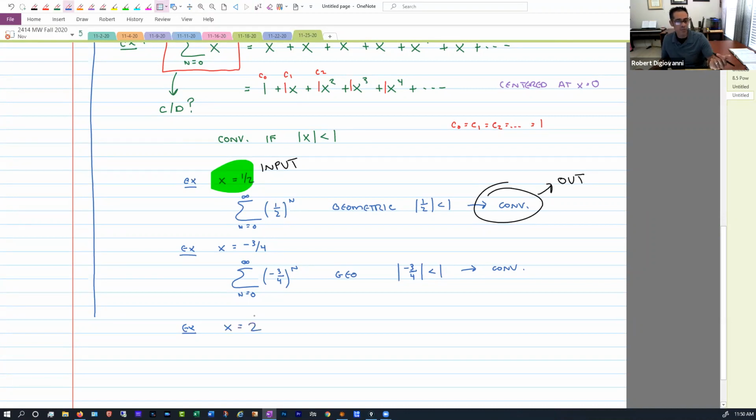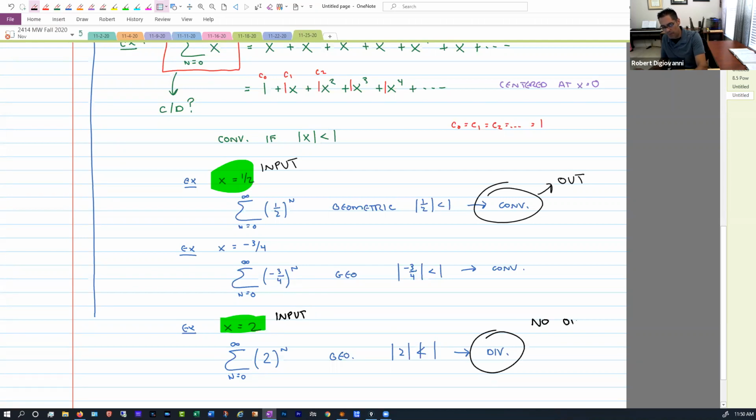There are other values of x that don't work. If x is 2, this is geometric. The absolute value of 2 is not less than 1. It's greater than 1, and so what we get is divergence. And so what we have here is an input, and this means we have no output.